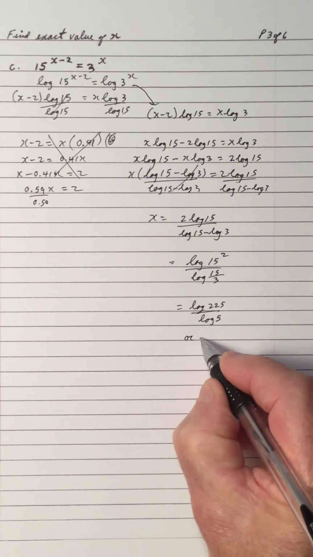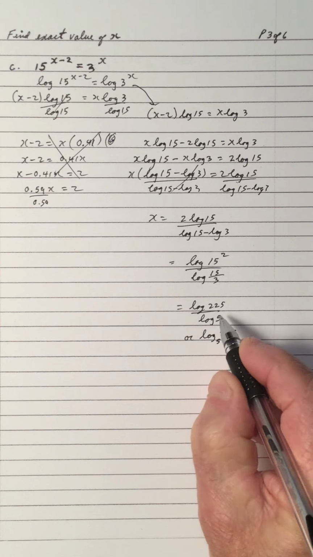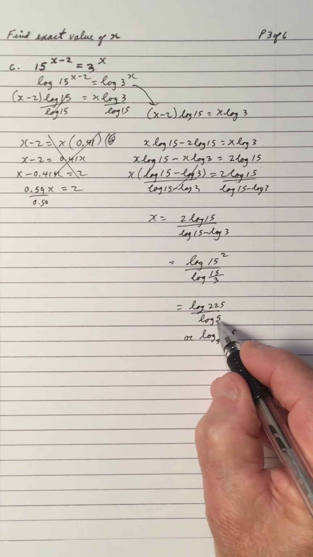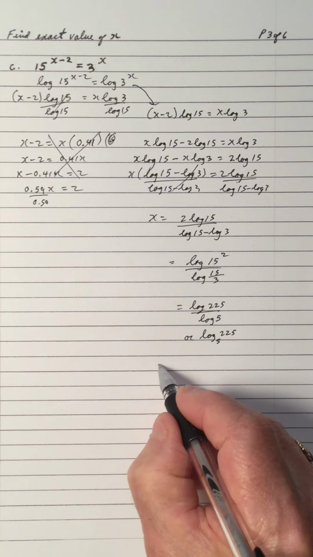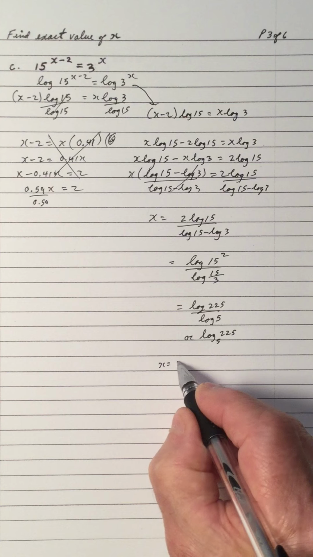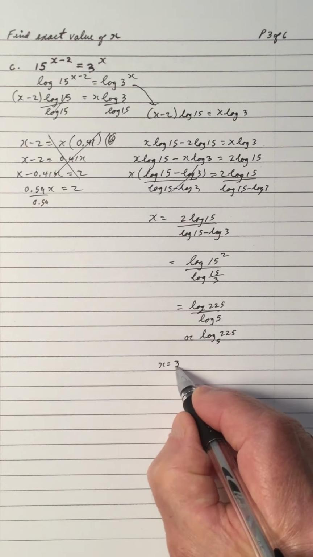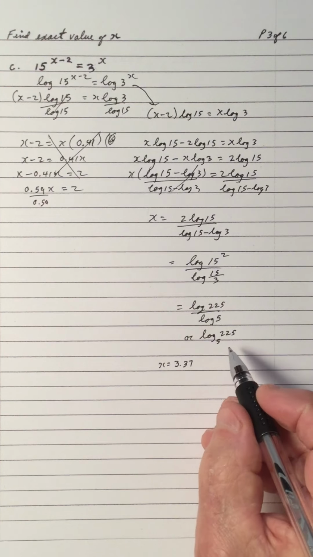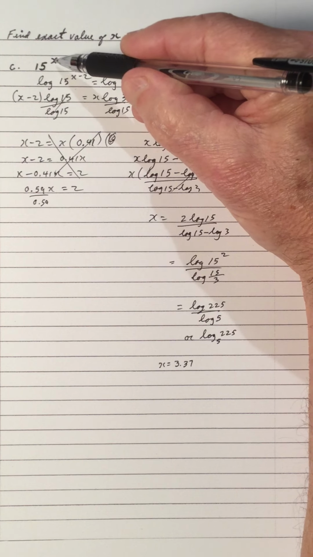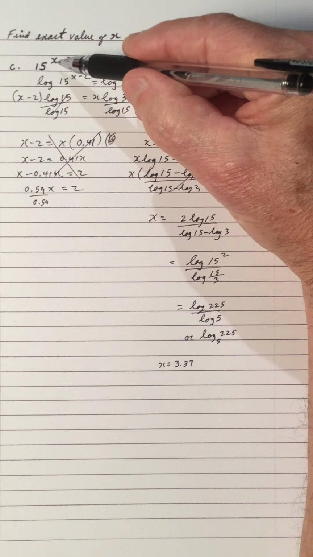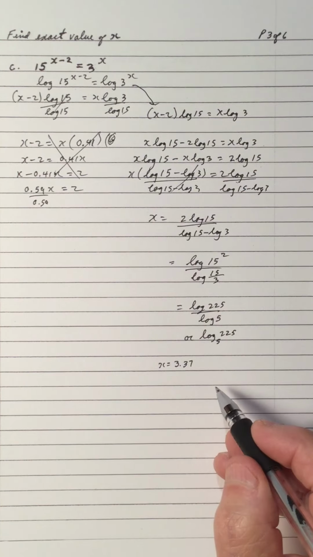So another name for this number is the log of 225 base 5. The log of 225 divided by the log of 5 is the same as the log of 225 base 5. And again, the x value comes out to be approximately, if you do your calculator on the log of 225 divided by log of 5, you'll get 3.37 approximately. So if you put 3.37 here, subtract 2, that's 1.37. So 15 to the 1.37 and 3 to the 3.37 are approximately equal.